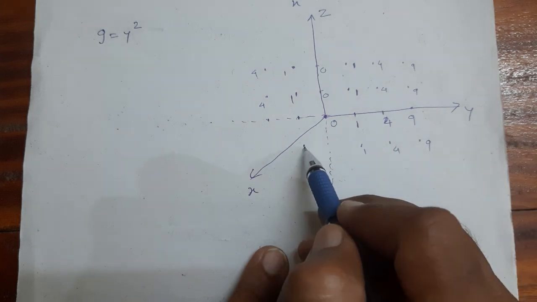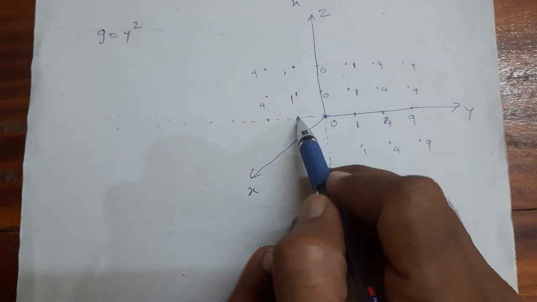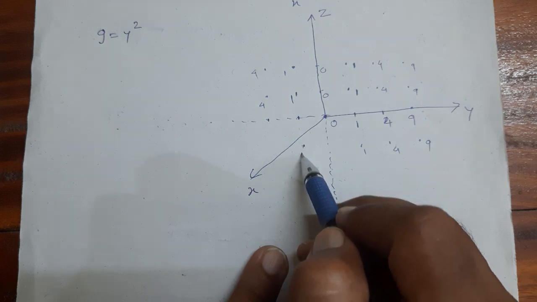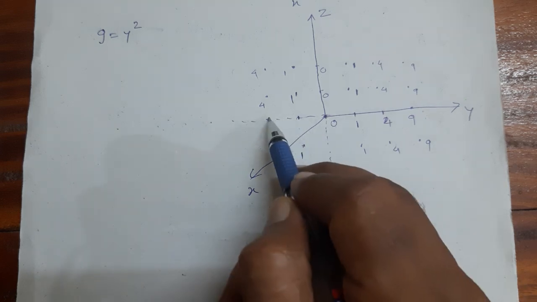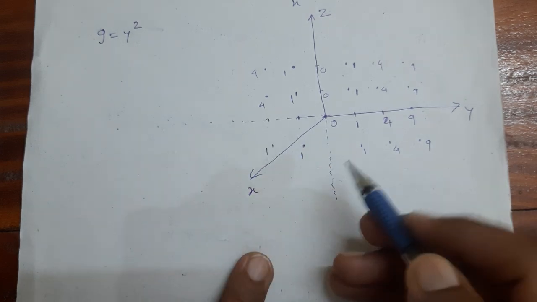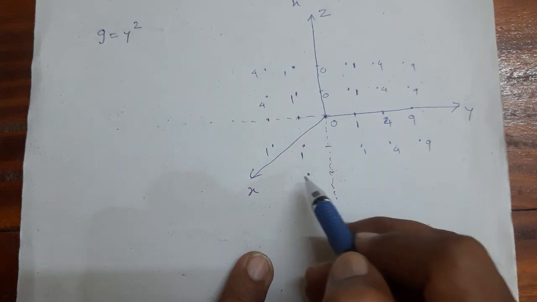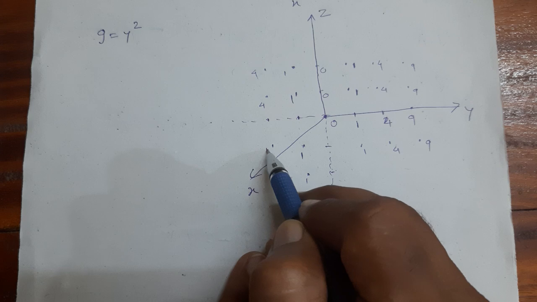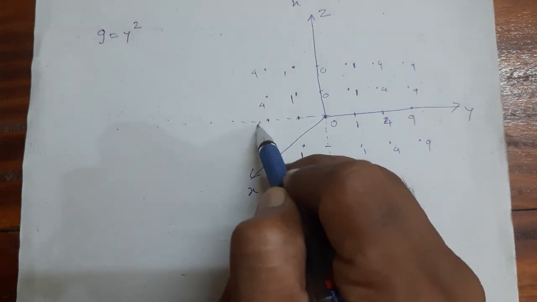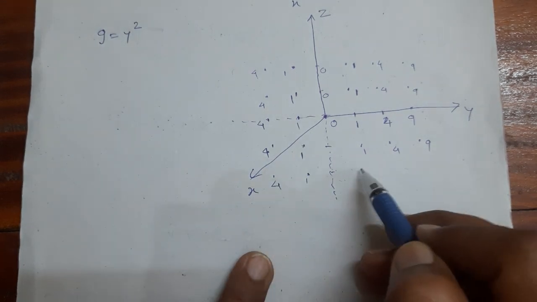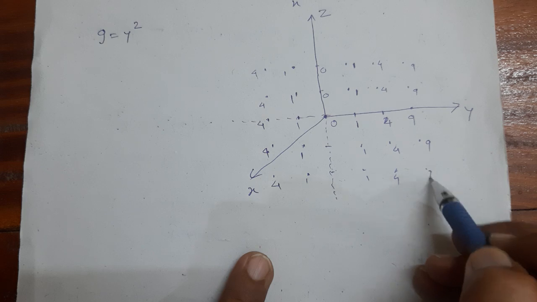This point is 0, minus 1, minus 1. The value is 1. For 0, minus 2, minus 1, the value is 1. This point is z equal to minus 2, say for example. Here the value is 4. Here the value is 4. Here the value is 1. Here it is 4. Here it is 1. Here it is 4. Here it is 9.